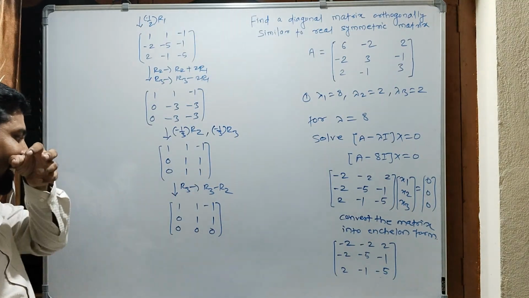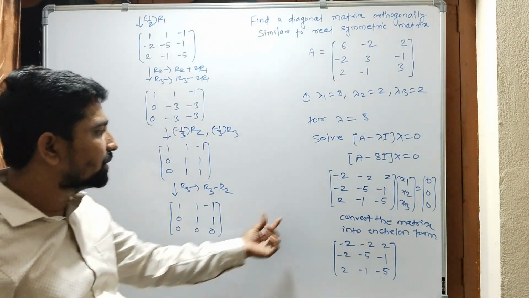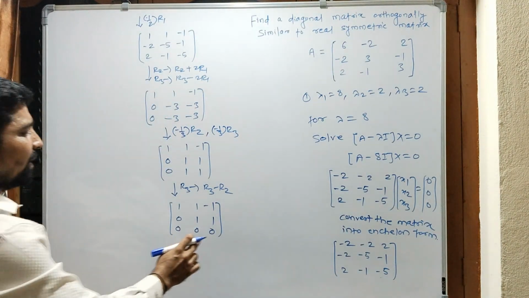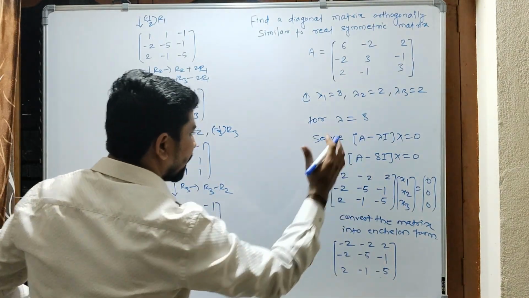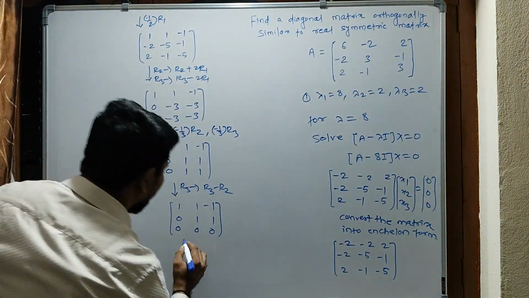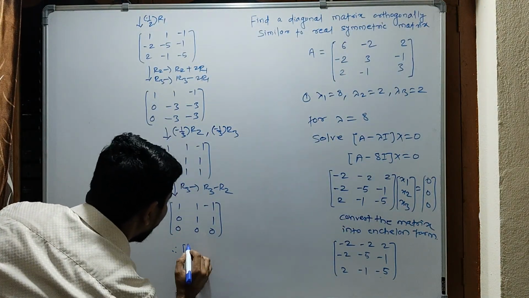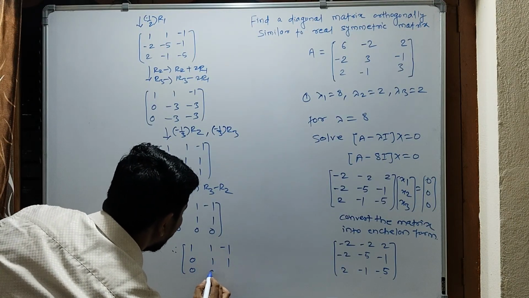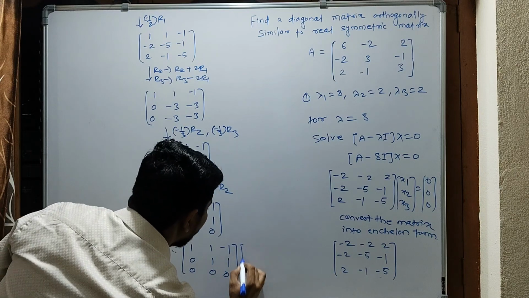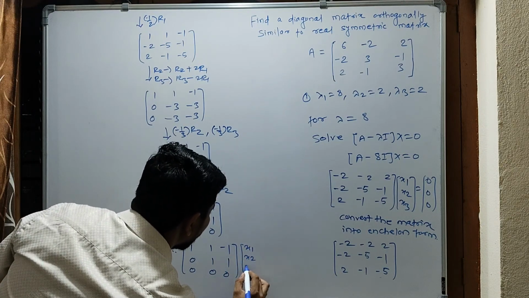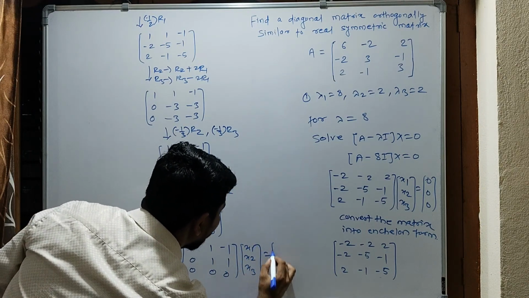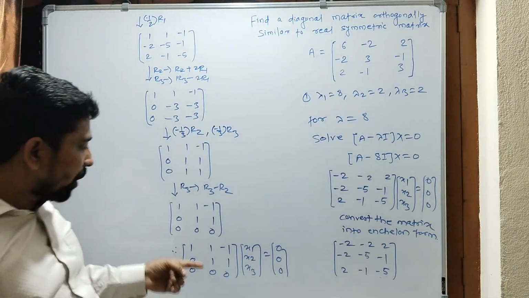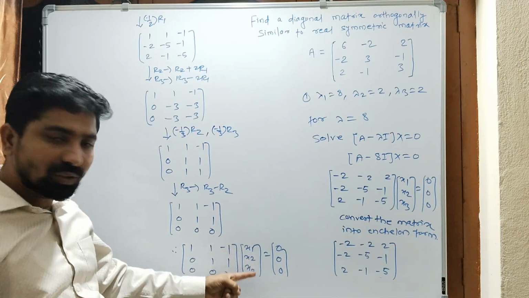Now this matrix is in echelon form, and this matrix is similar to the original matrix. Now the rank of this matrix is 2. Therefore just write this matrix in place of the original, and again by using back substitution solve. Here 1, 1, minus 1, 0, 1, 1, 0, 0, 0, times x1, x2, x3, which is equal to 0, 0, 0. So from here you can say the rank of this matrix is 2 and the number of unknowns is 3.